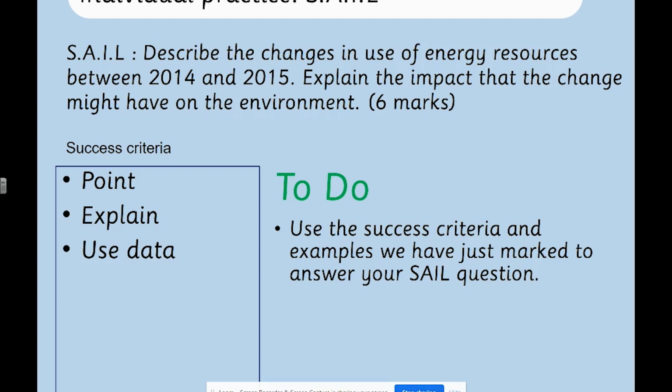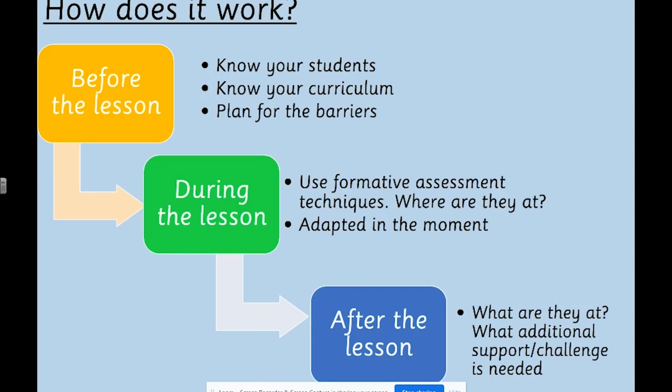So they're describing the changes and uses of energy resources between 2 years. Give them the success criteria, the point, explain, use data. They can have another go. They've got their point and explanations now laid out. They've seen what a great answer looks like. Can they replicate themselves with that scaffold? Every student can now achieve that outcome because the scaffold is in place for them. You've modelled it to them. You've shown them what a great answer looks like. They now know what to do, how to do it.